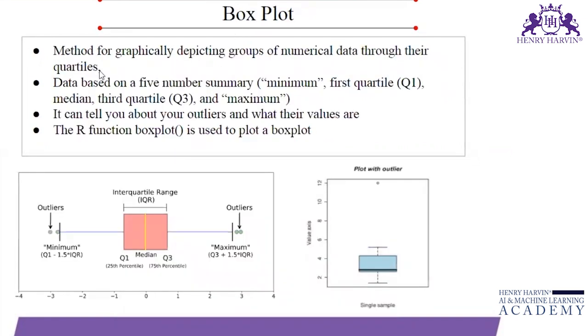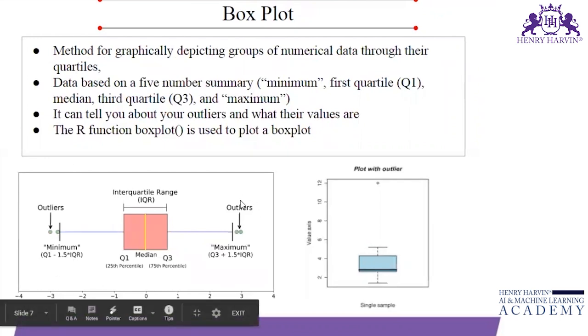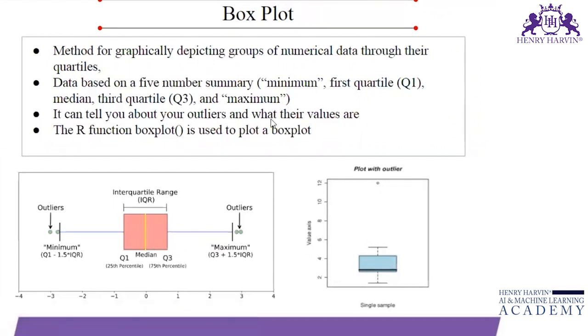Next is box plot, the method of graphically depicting groups of numerical data through their quartiles. Quartiles are the 5-number summary of the data set, which includes the minimum value, the maximum value, the median, and the first quartile and the third quartile. The first quartile is the difference between the minimum and the median value, and the third quartile is the difference between median and the maximum value. It can tell you about your outliers and what their values are. So box plot is very helpful to plot the outliers.